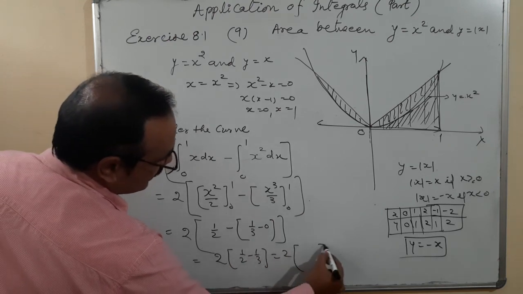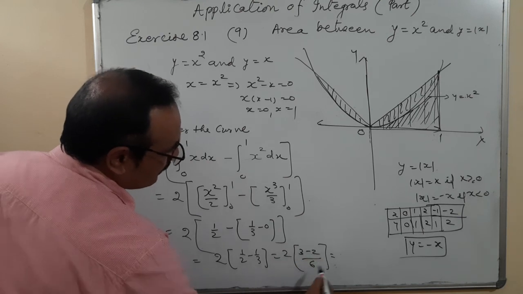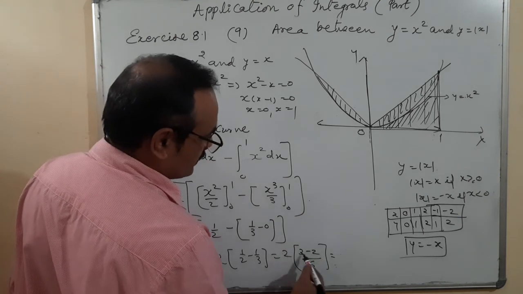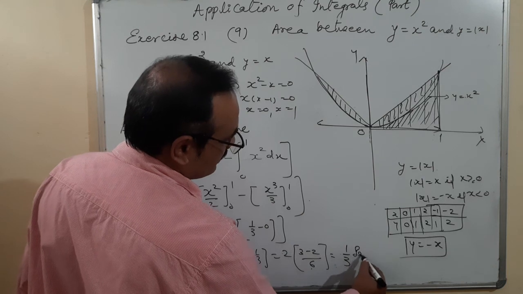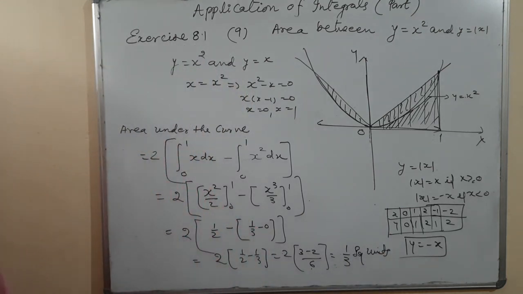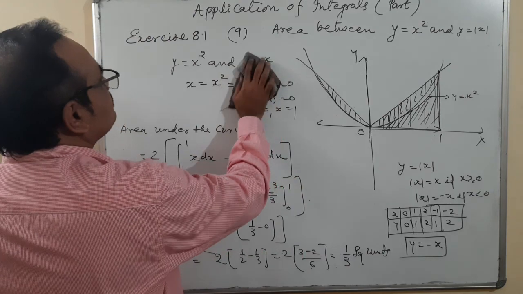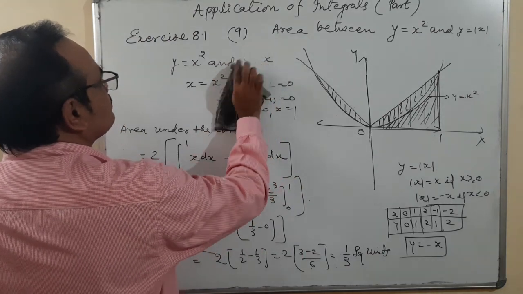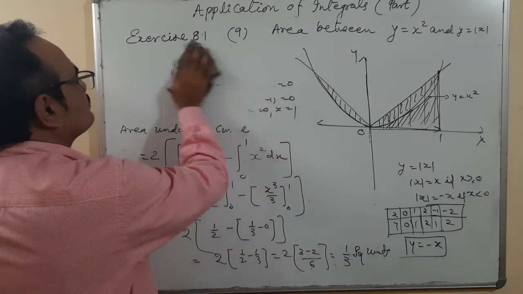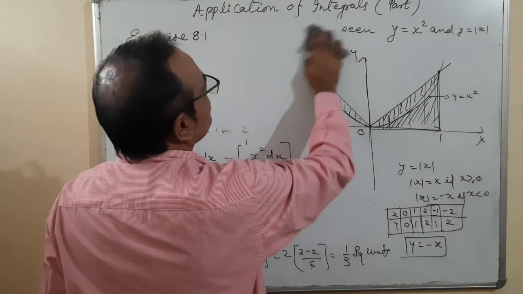So 2, LCM is 6, it is 3 minus 2 over 6, cancel, 2 3s are 6, so 1 by 3 square units. So the area of this is 1 by 3 square units. Okay. One more question I want to take from this exercise.